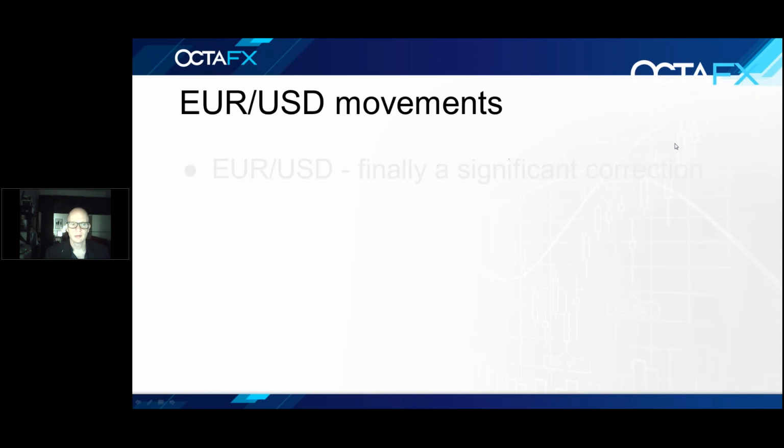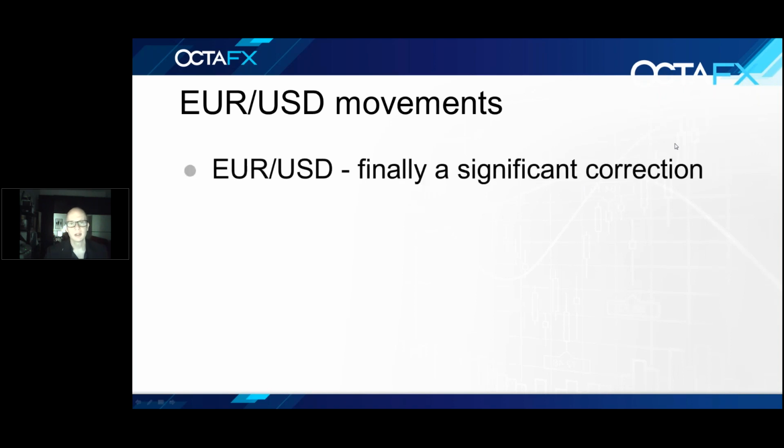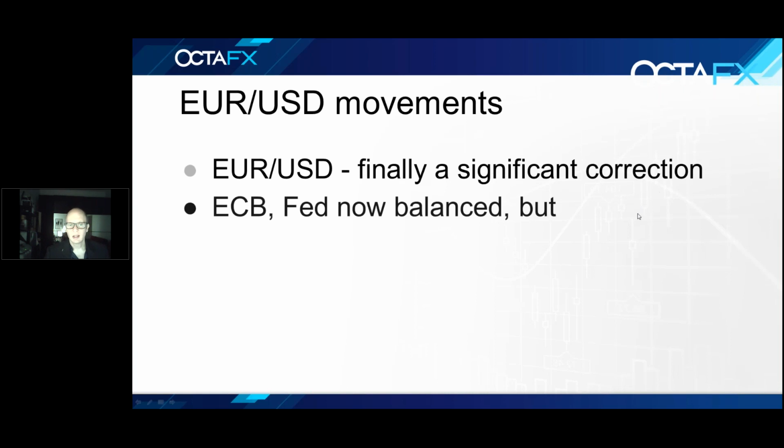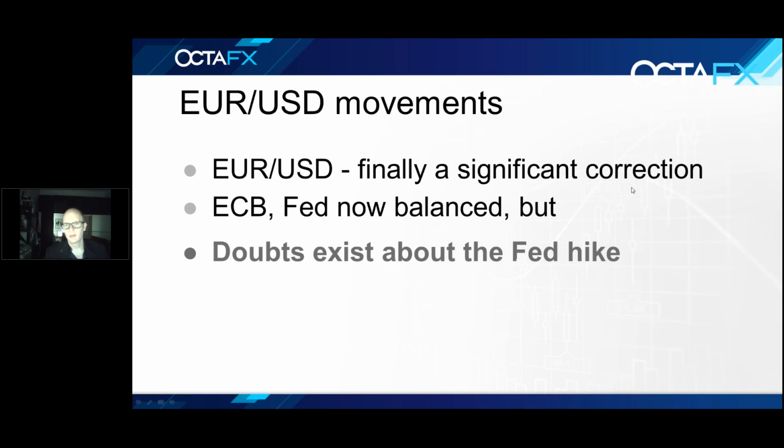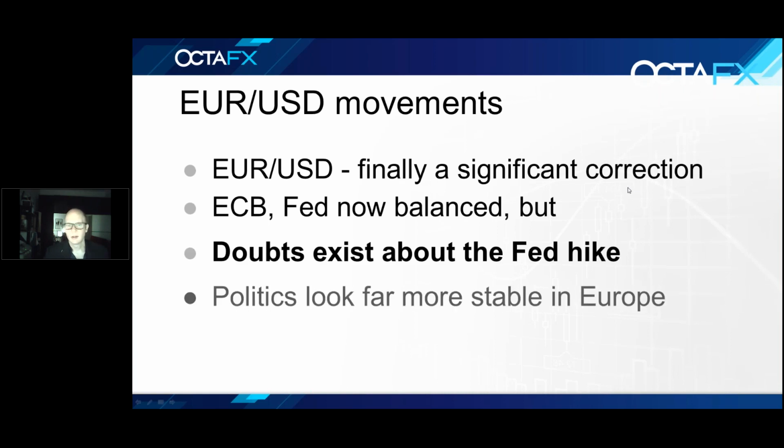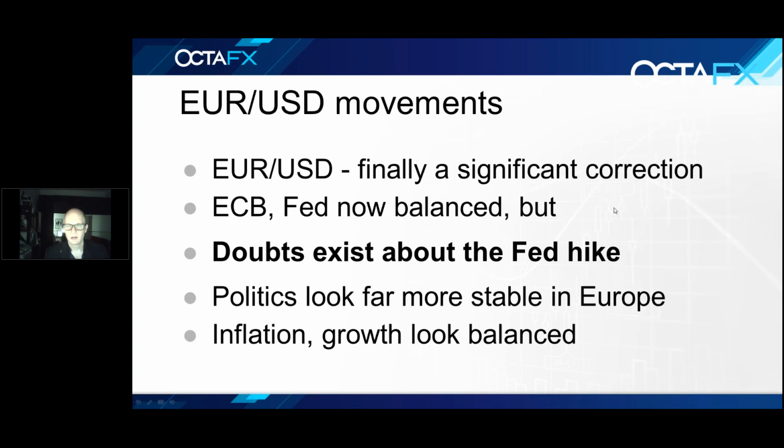In general, euro-dollar, finally, we had a significant correction. So euro-dollar jumped above 119, couldn't hold that strength and fell to support. We'll show that on the chart very soon. The ECB and the Fed are balanced for now, but well, doubts still exist about the Fed hike, as I mentioned before. Politics look more stable in the Eurozone. That's a clear advantage for the euro. After the French elections and ahead of the German ones, Chancellor Angela Merkel is leading in the polls by a wide margin, and that's what markets want to see.